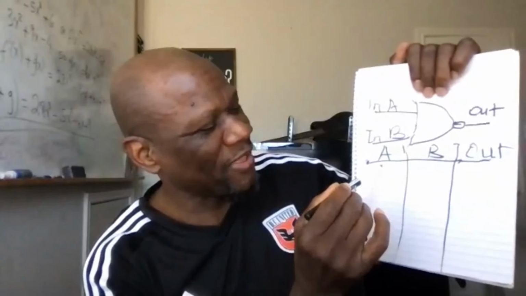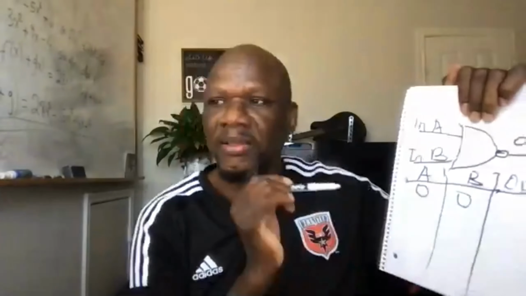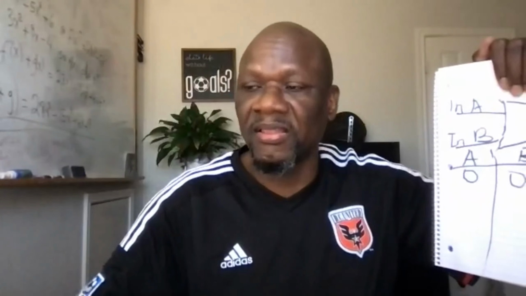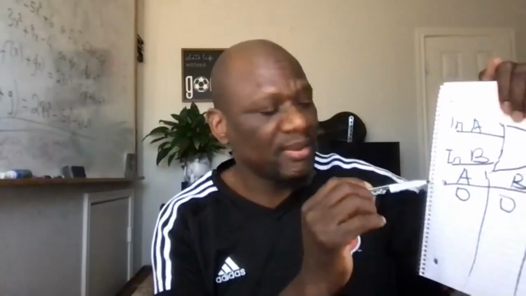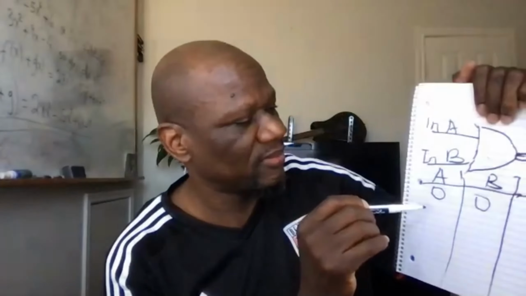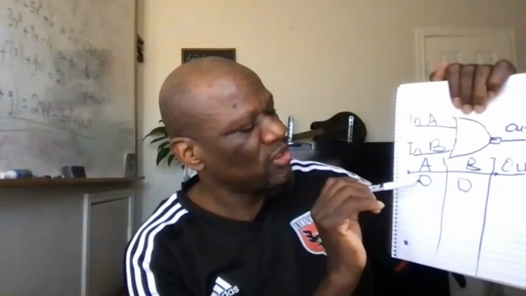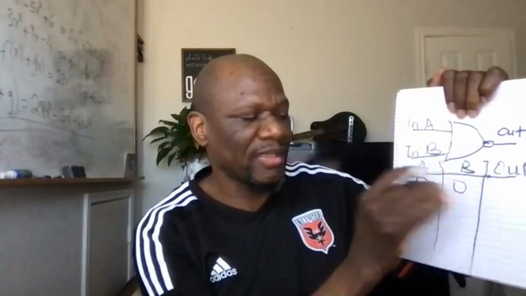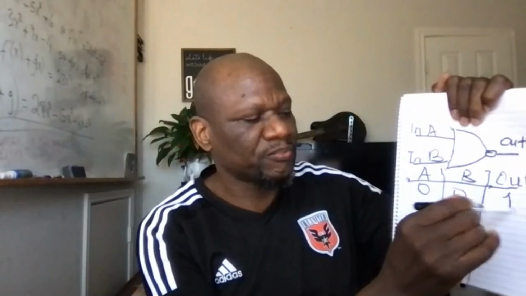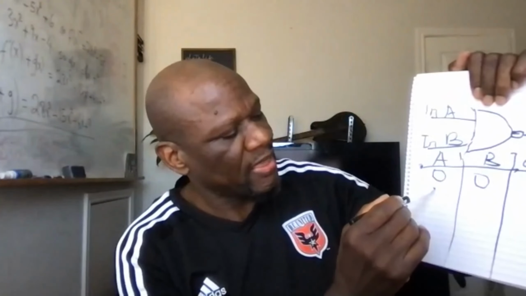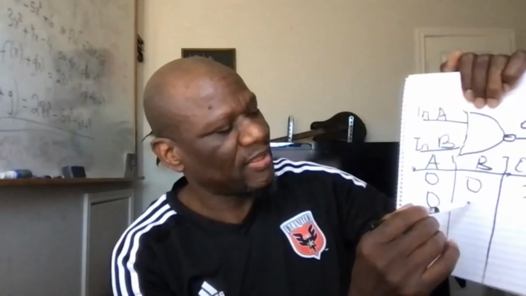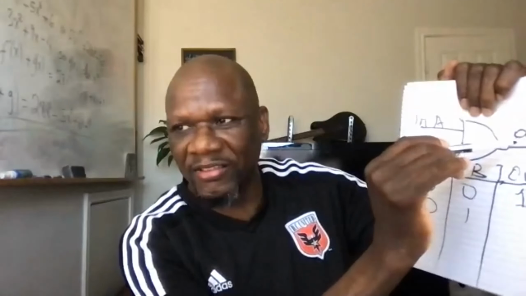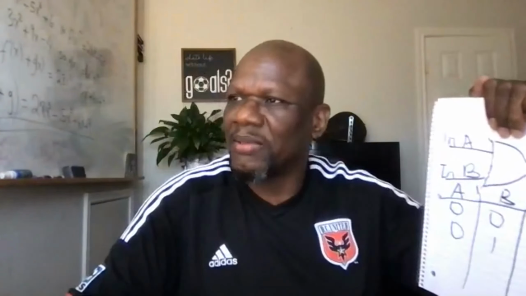Are we together, Dorothy? So here we have zero, and here we have zero, and then we have a gate. It's a NOR gate, and an XOR gate. The output between this and this in the gate is gonna be one. If this is zero and this is zero, we get a one in a NOR gate.